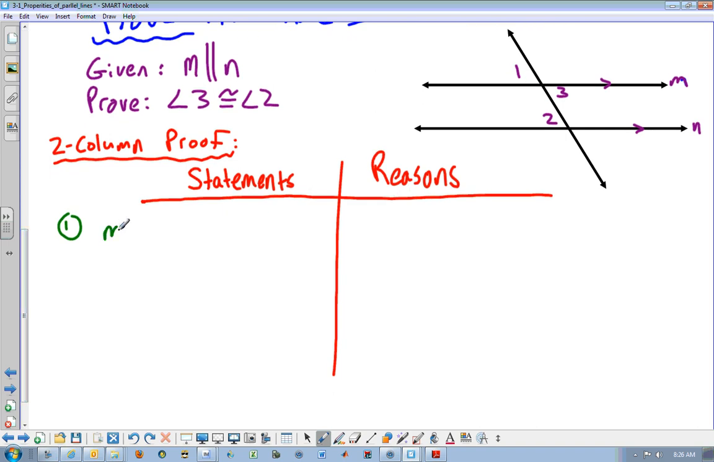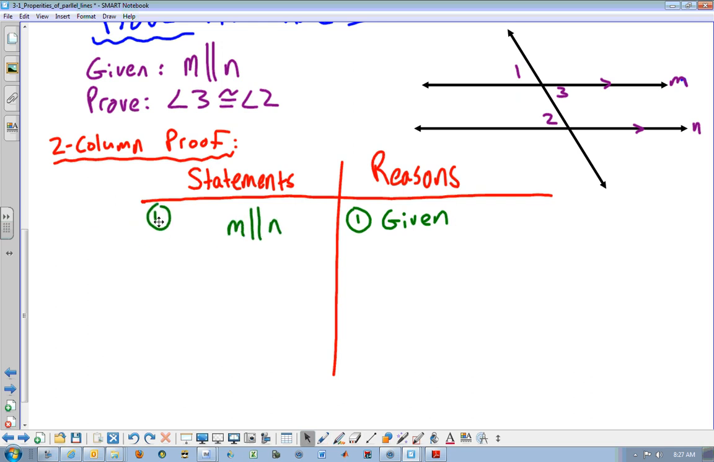A good place to start is with the given. Because we can't use any of that stuff until we say the given, that M is parallel to N. And a reason, well, that's just given. In a paragraph proof, we would maybe write out, we know that M is parallel to N because it is given, period. That's a paragraph proof. Well, this kind of proof, here's our statement, here's our reason. And that's that.